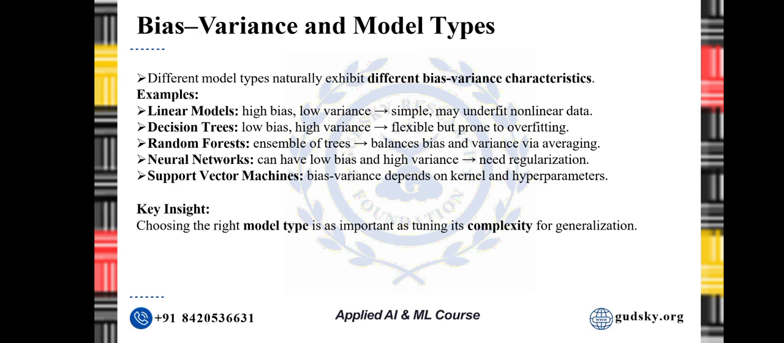So decision trees, low bias, high variance, very flexible but can overfit easily. Random forest, multiple trees averaged together, they balance bias and variance nicely. Neural networks can have low bias but high variance, and need careful regularization. Support vector machines, their bias variance behavior depends on the kernel and parameters chosen. So choosing a model type is not just about accuracy, it's about managing this trade off intelligently.